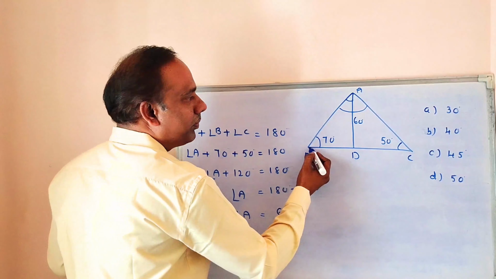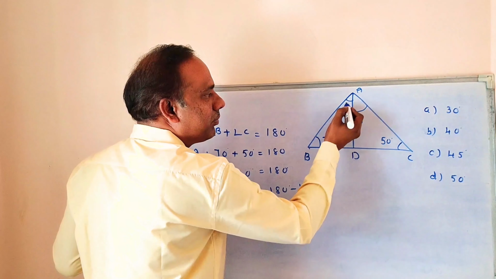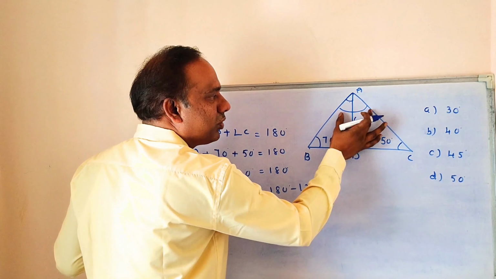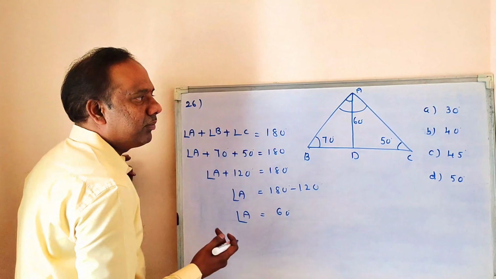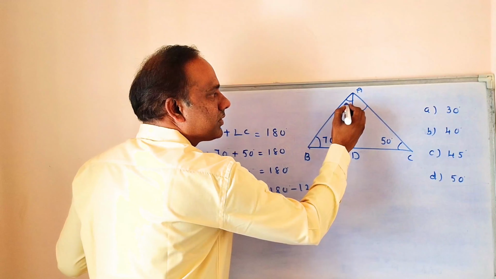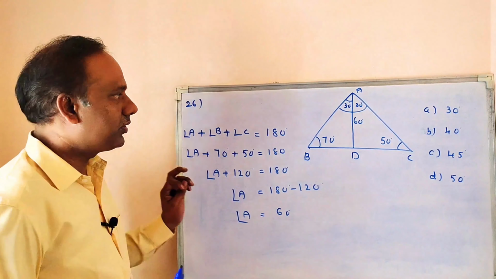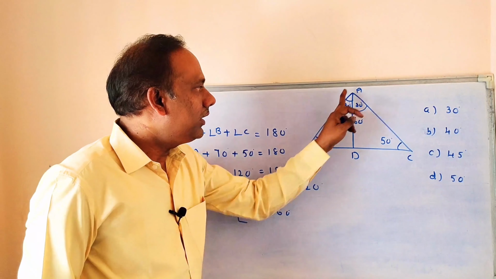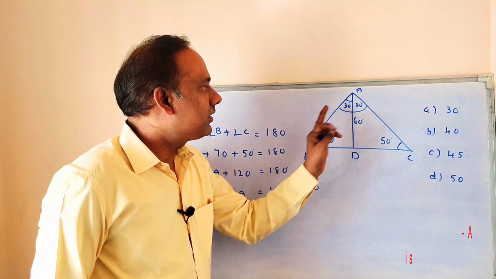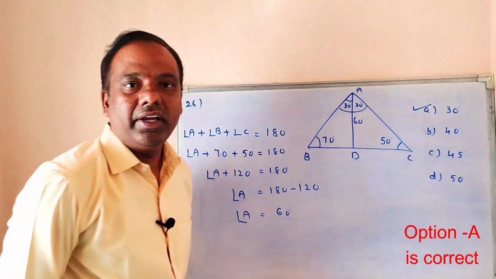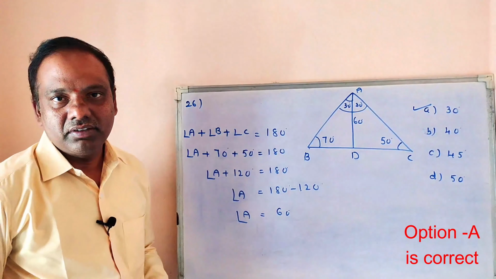But they asked angle BAD, that means this angle. The total angle is 60 degrees, and this angle and this angle are each half of it. That means 60 degrees, so this is 30 degrees and this is also 30 degrees. So angle BAD is 30 degrees. That means option A is the correct answer.